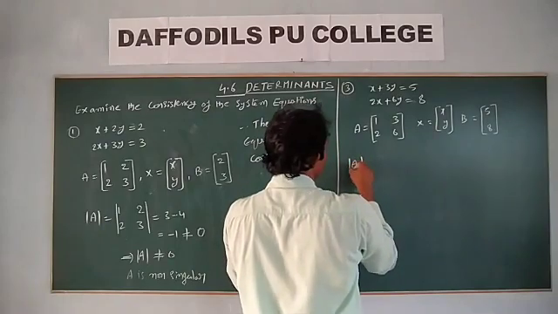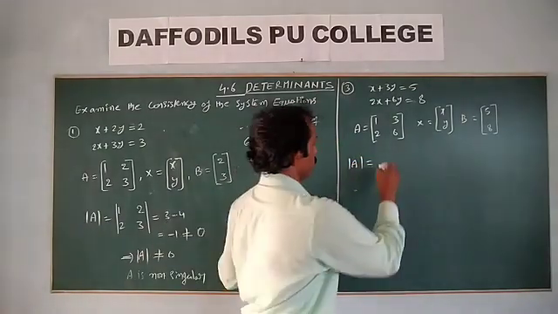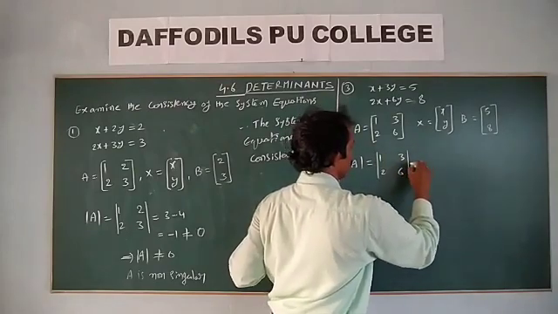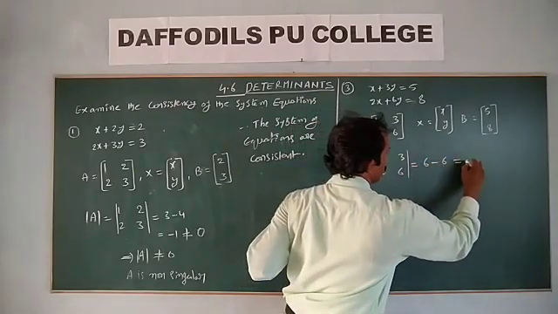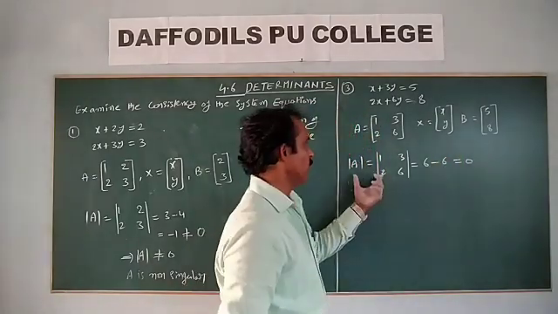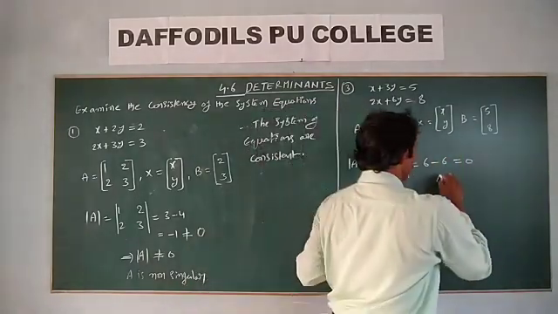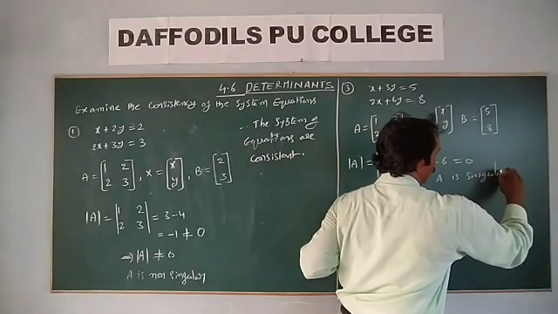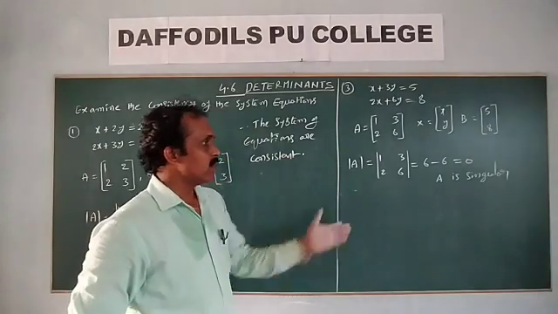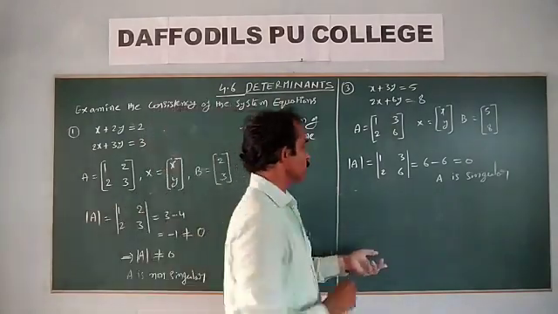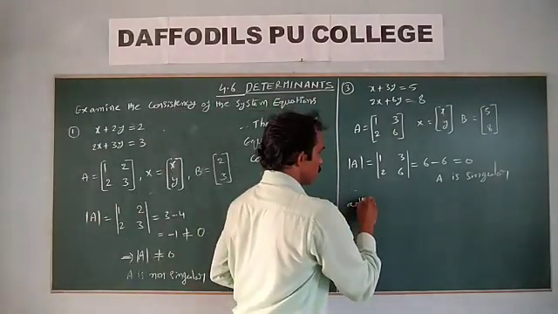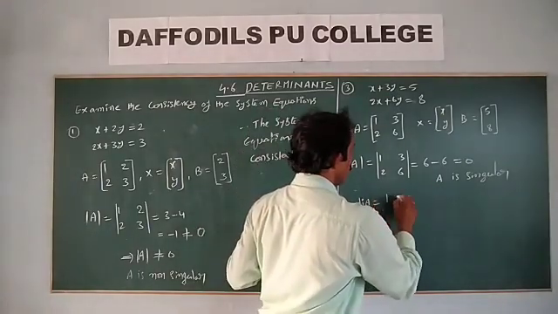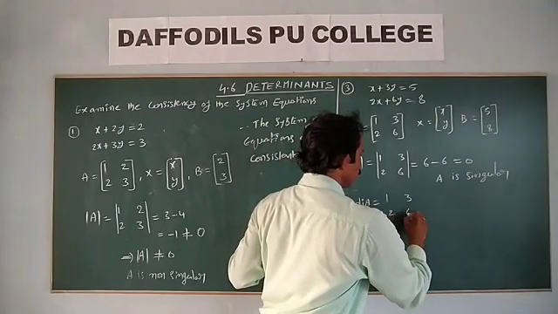Determinant of A: 1, 3, 2, 6. 6 minus 6 is equal to 0. Here A is singular. A is a singular matrix. Further check what? Next process, find adjoint A. Adjoint A for the 2 by 2 matrix 1, 3, 2, 6.